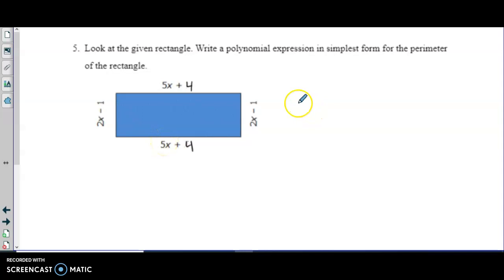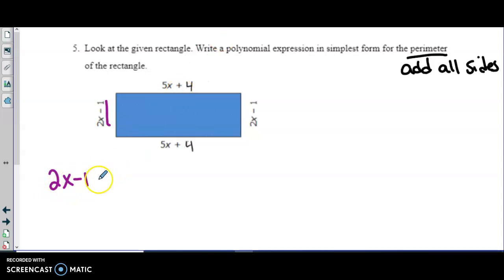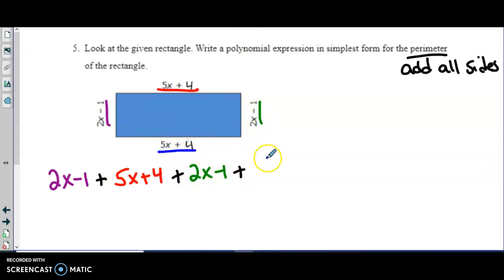All right, look at the given rectangle. Write a polynomial expression in simplest form for the perimeter of the rectangle. So for this, you have to remember that in perimeter, you add up all the sides. So I'm just going to start writing them down. I'm going to write down this one first. So I have 2x minus 1 plus, and then I'm going to write down the next side, 5x plus 4 plus, I'm going to write down this one, 2x minus 1 plus, and then this one, 5x plus 4. So in order to find the perimeter, I am simply adding all 4 sides together.